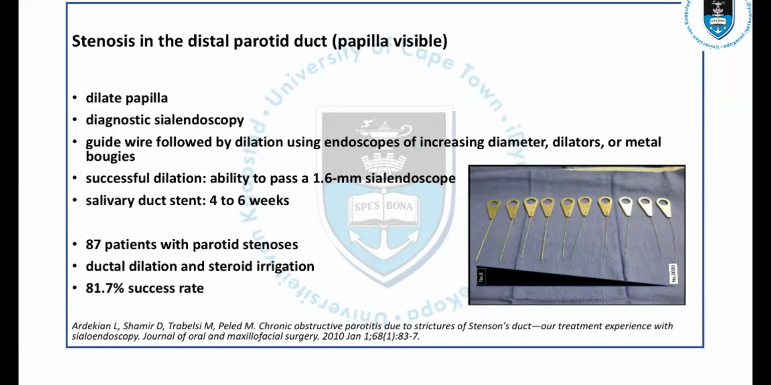And successful dilation can be gauged visually and by the ability to pass a 1.6 millimeter sialendoscope. And following dilation, a salivary duct stent can be placed for 4 to 6 weeks. In a paper published in 2010, Odikian and colleagues followed 87 patients with parotid stenosis who were treated with ductal dilation and steroid irrigation, and they reported an 81.7% success rate.